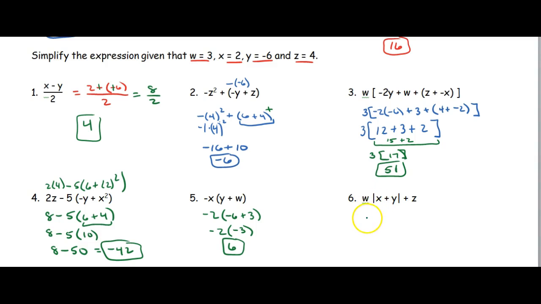Next one, w is 3 times the absolute value of x is 2. Then plus negative 6 is the same as minus 6, because y is negative 6, plus 4. Remember, we evaluate what's inside the absolute value. Then we go ahead and take the absolute value of negative 4, which is positive 4. And now we can finish this up. 3 times 4 is 12, and 12 plus 4 is 16.